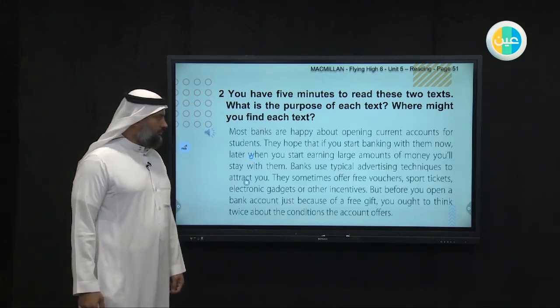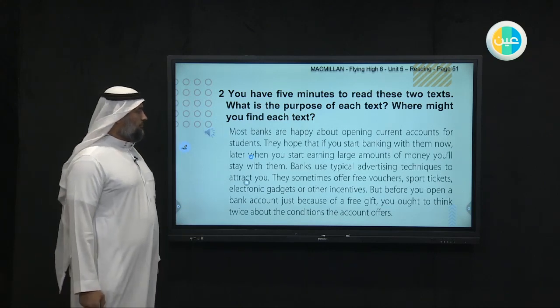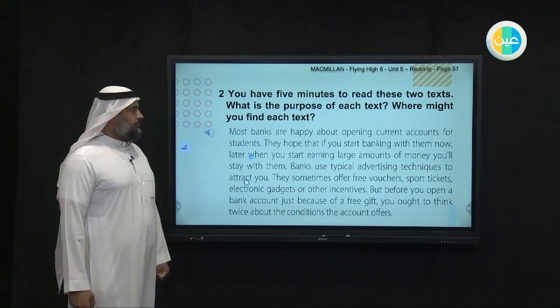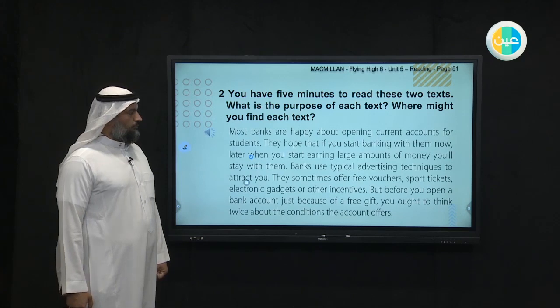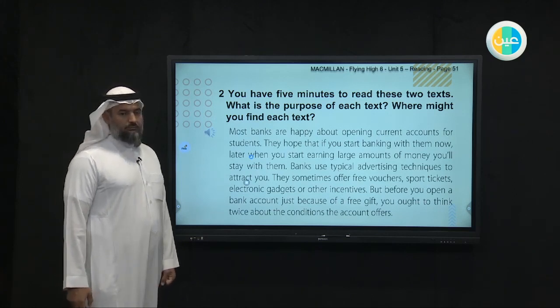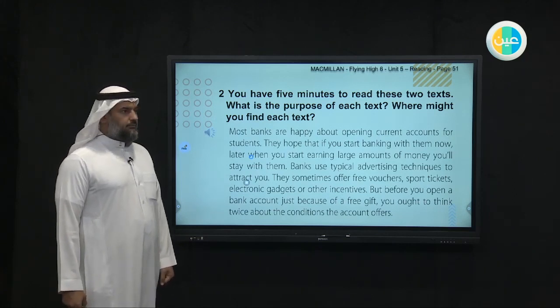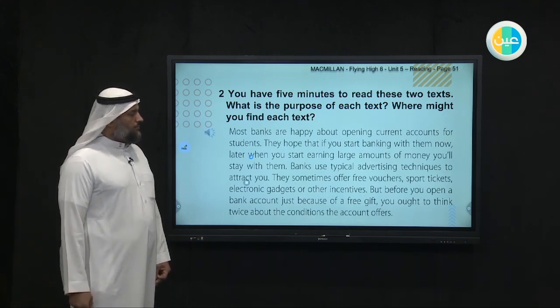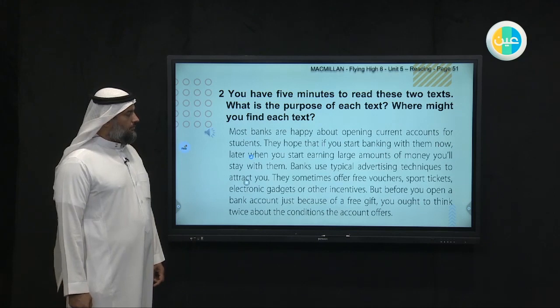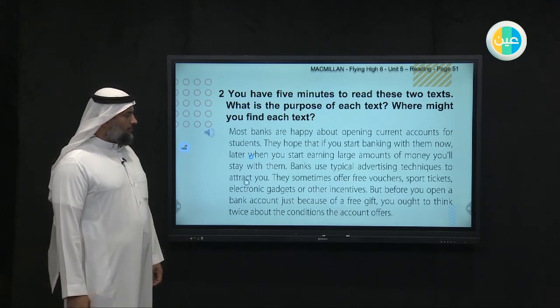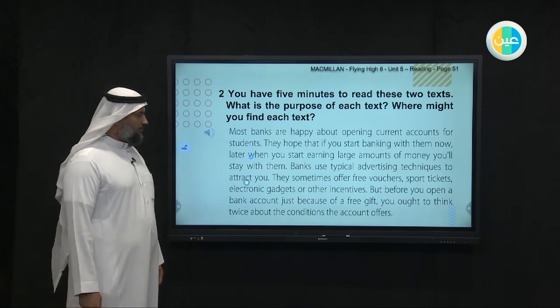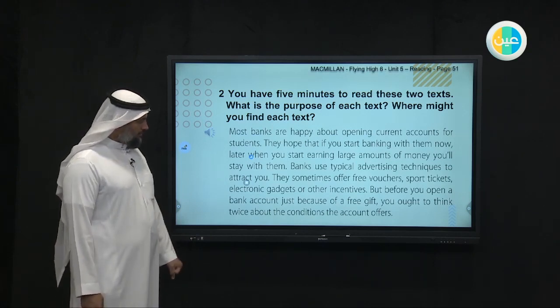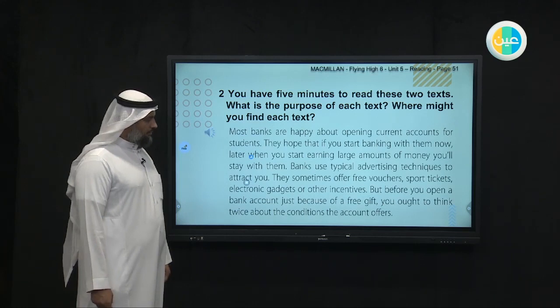Most banks are happy about opening a current account for students. They hope that if you start banking with them now, later when you start earning large amounts of money, you'll stay with them. Banks use typical advertising technique to attract you. They sometimes offer free vouchers, sports tickets, electronic gadgets, or other incentives.